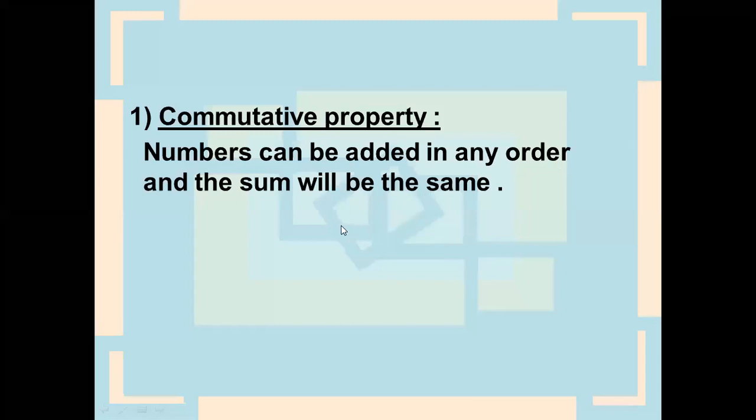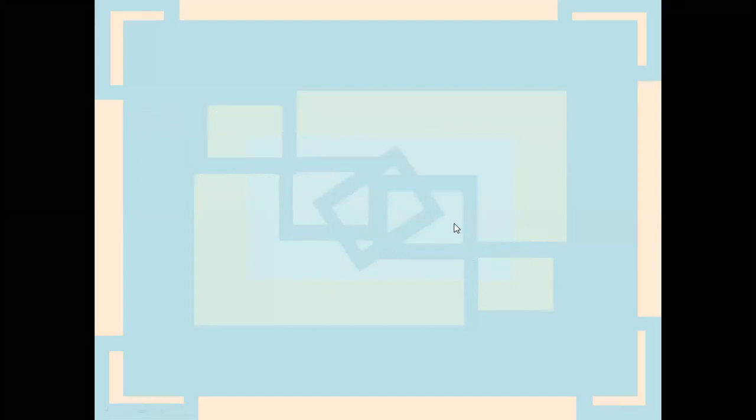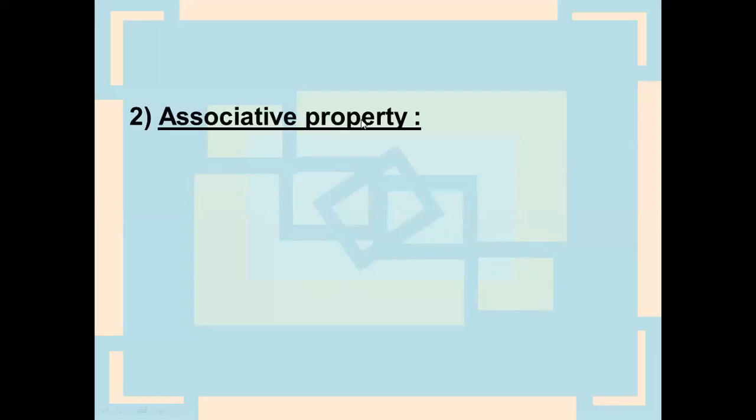For example, if we add 5 plus 3, the result will be 8. And also if we change the order, make them 3 plus 5, the sum will be the same. It's called the commutative property. If we change the order of the addends, it doesn't change the result. It remains the same. The second property is called the associative property.